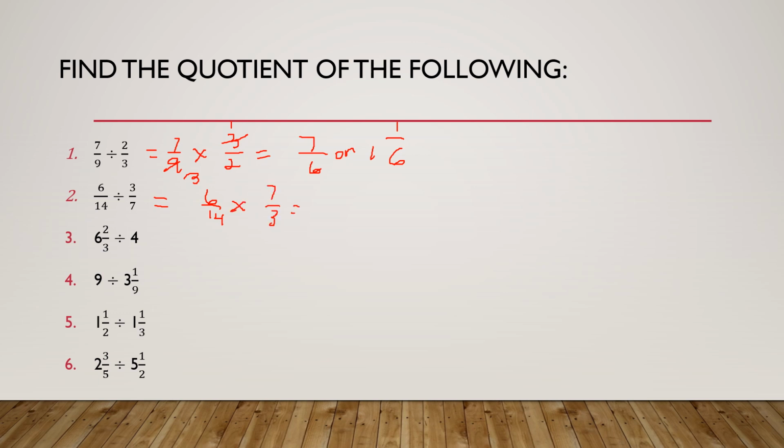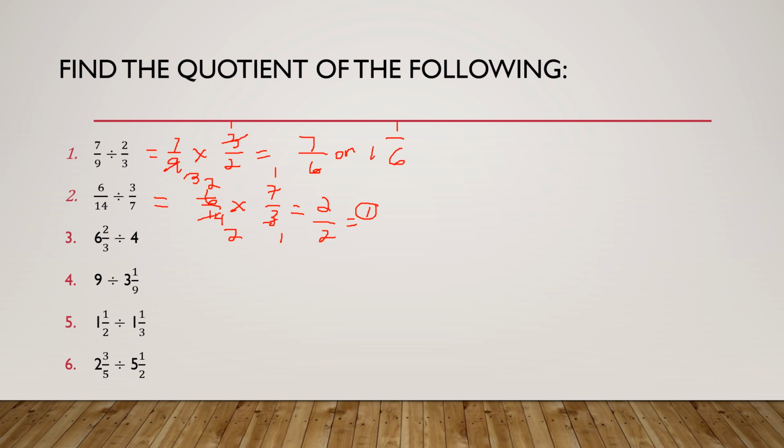So using the cancellation method, the GCF of 14 and 7 is 7. So we have 1, 2. Of course, for 3 and 6, the GCF is 3. So we have 1, 2. 2 times 1 is equal to 2. 2 divided by 2 is equal to 1. That is the final answer.